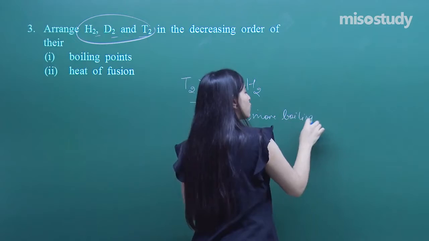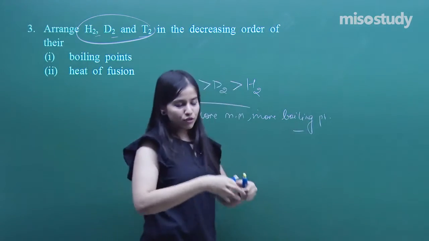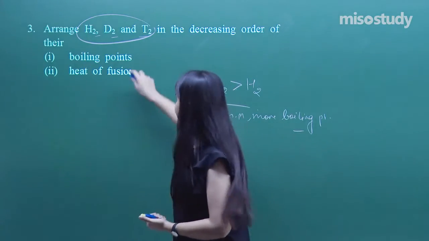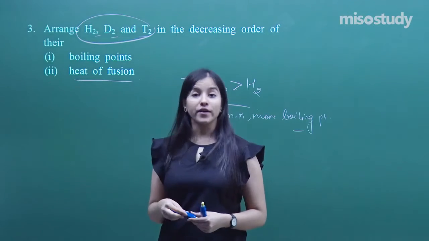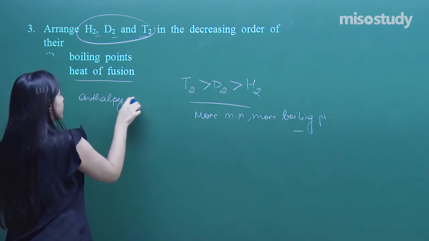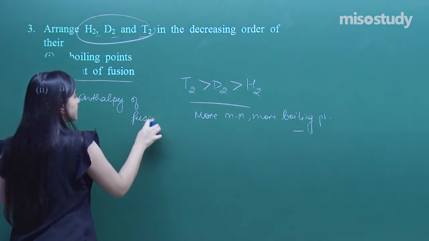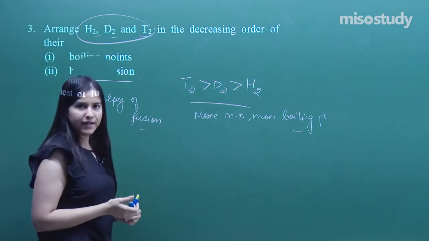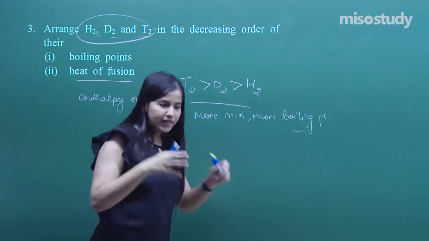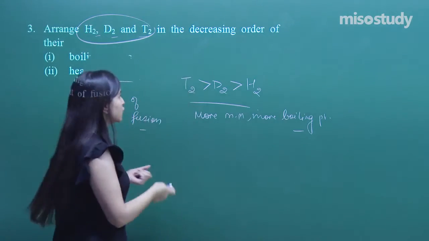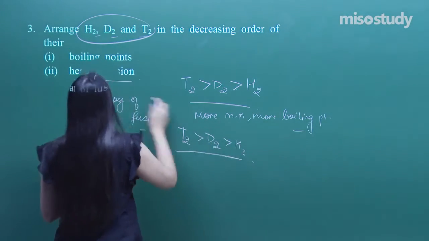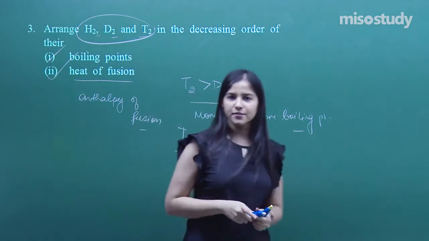This particular rule is also followed in the case of hydrocarbons. The more the mass of the hydrocarbon, the more will be the boiling point, because the van der Waals forces of attraction are more. Heat of fusion or enthalpy of fusion, what does it mean? Fusion basically means the dissociation of the compound, fine. And we know that the heat of fusion will be highest in the one having more mass, right? So again, this would be my decreasing order. Done, clear with the fact?